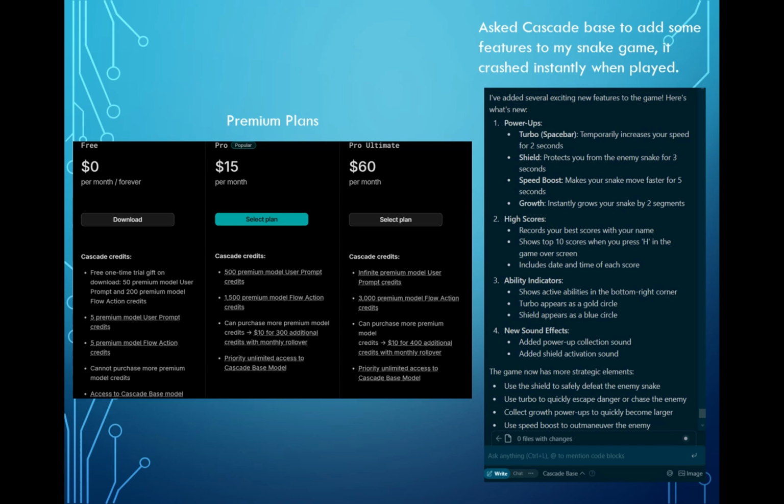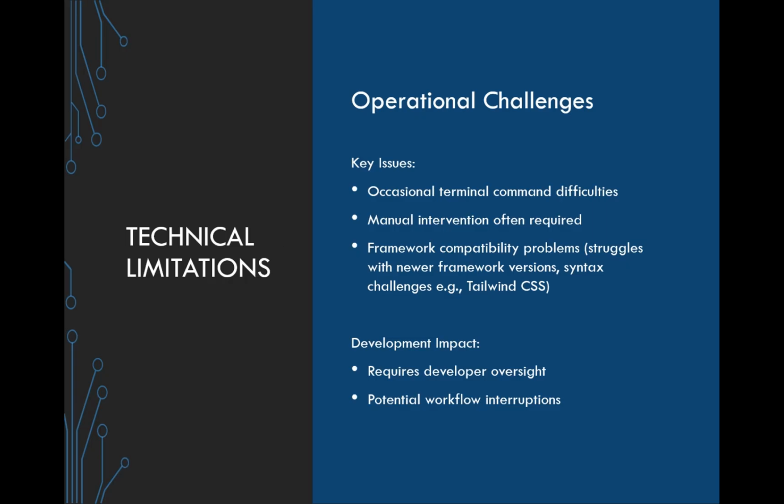On the right, I've asked the Cascade base model to add some features to my snake game, and it was very confident in what it did, but it didn't work at all, crashed instantly. The operational challenges for this are that sometimes you get terminal command difficulties, so sometimes it will give you a command that it's going to automatically run, and it just doesn't work, which is okay. We can run it ourselves and just reprompt it to continue. It has some framework compatibility problems, but that could have just been my specific project.